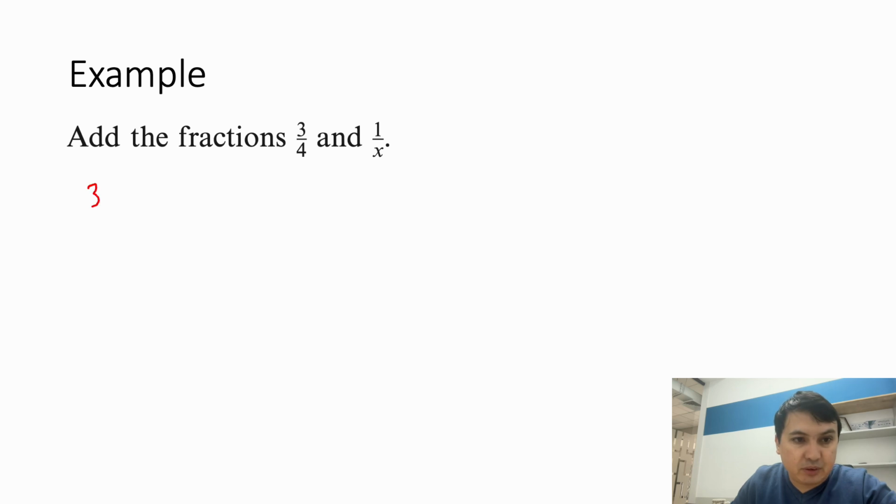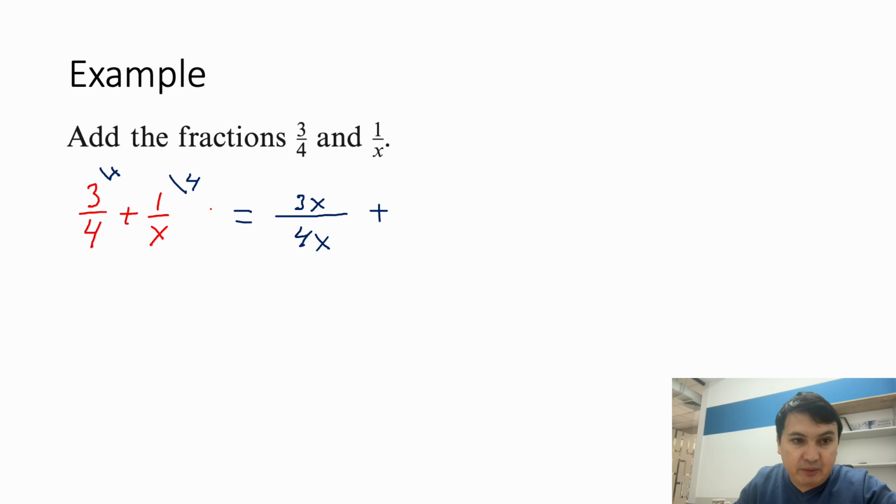So 3 over 4 plus 1 over x. We see 4 here, and we have x. From the first one we have x missing, from the second one 4 is missing. So here I need to multiply by x, and here I need to multiply by 4. I multiply both numerator and denominator of the first one by x, so I get 3x and 4x.